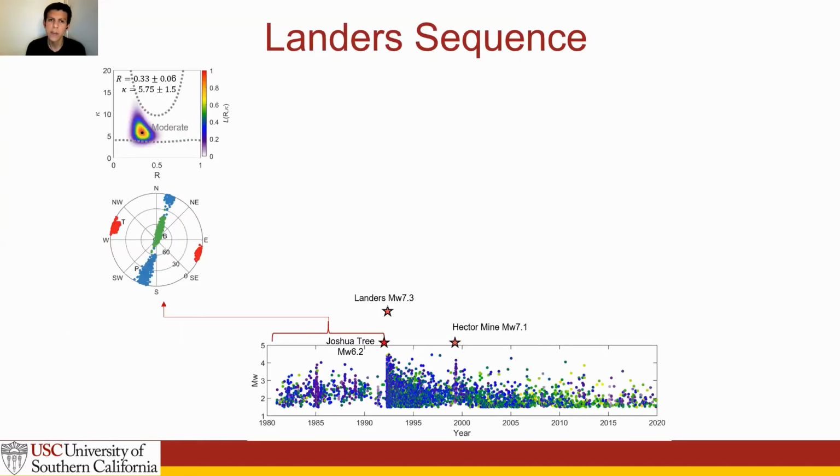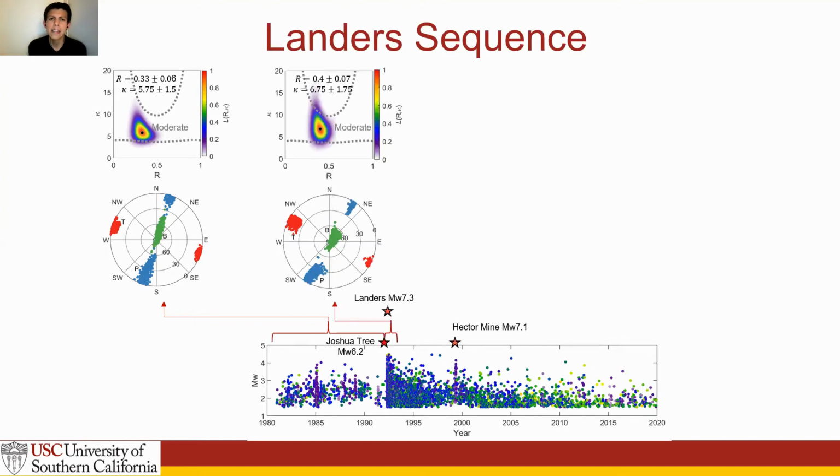Another application of this methodology would be temporal monitoring. Here on the left, I'm showing the example that was in the previous slide, where we estimated a kappa of 5.75 for the Landers sequence. This value was obtained for the foreshocks before the Joshua Tree event in 1992, which was a magnitude 6.2. And in the bottom panel, I'm showing the distribution of the principal axis. We see that the P-axis is mostly 15 degrees from the north.